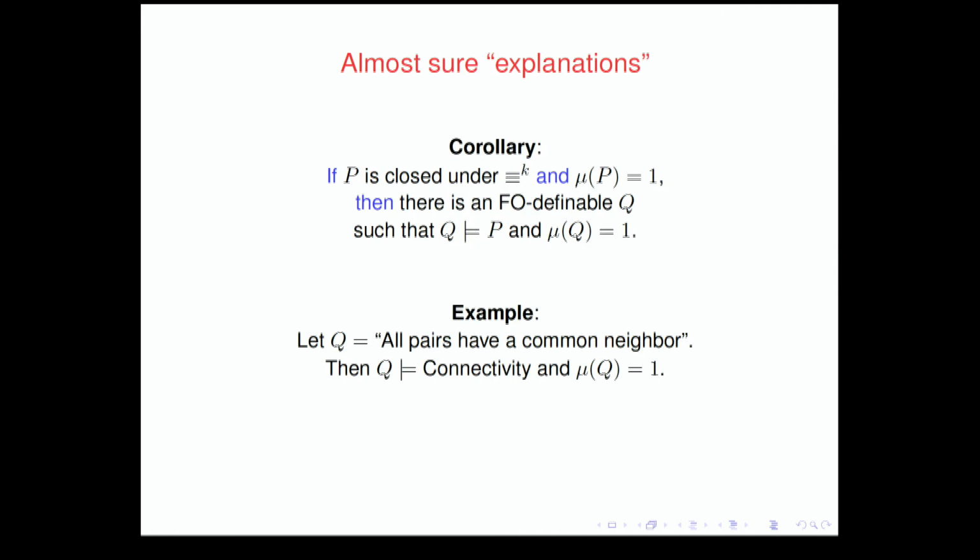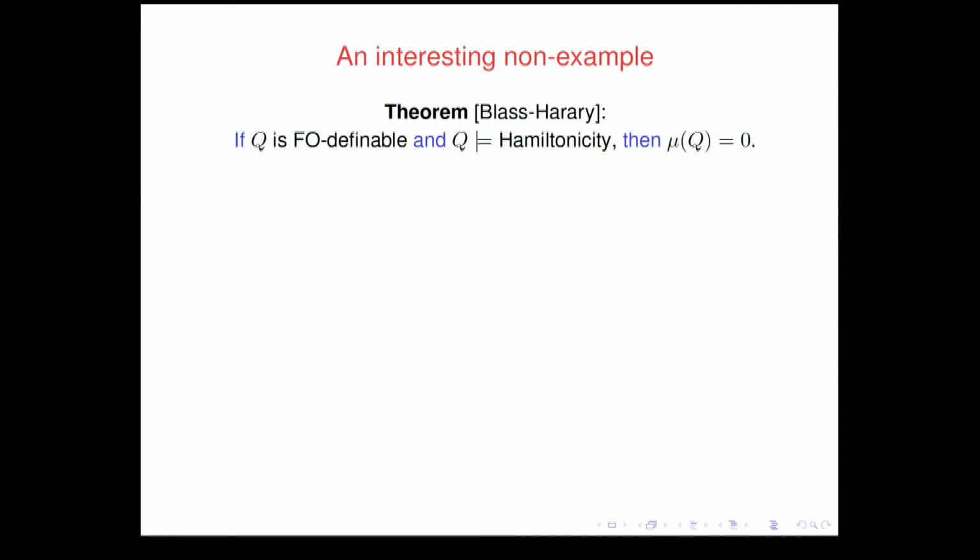I don't know if I'll have time to say more about it, but now I want to say an interesting non-example. So a non-example is the following. You can ask, is every property that holds almost surely explained by some first-order property that holds almost surely? For a process like that, generally it's a bit hard to believe, right? But maybe you can explain Hamiltonicity, for example.